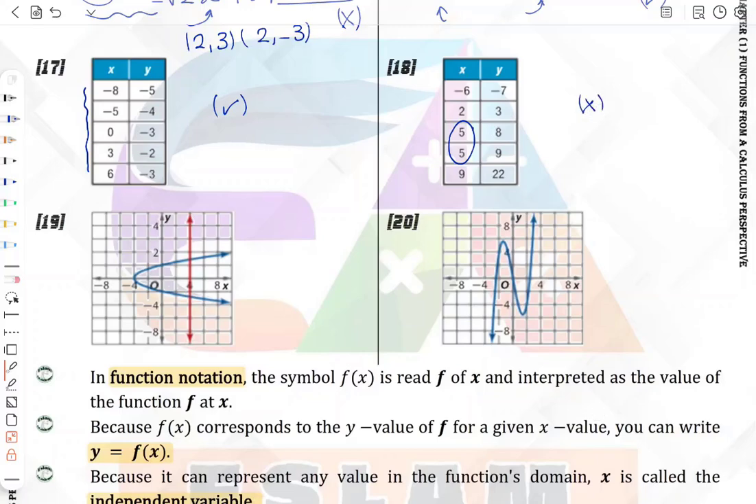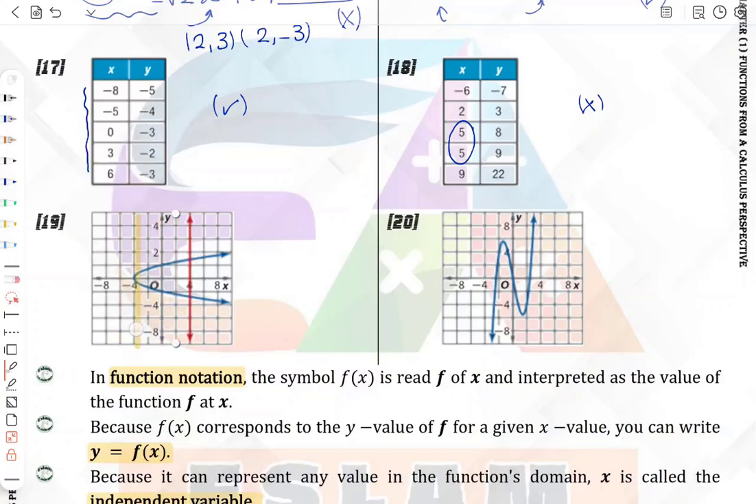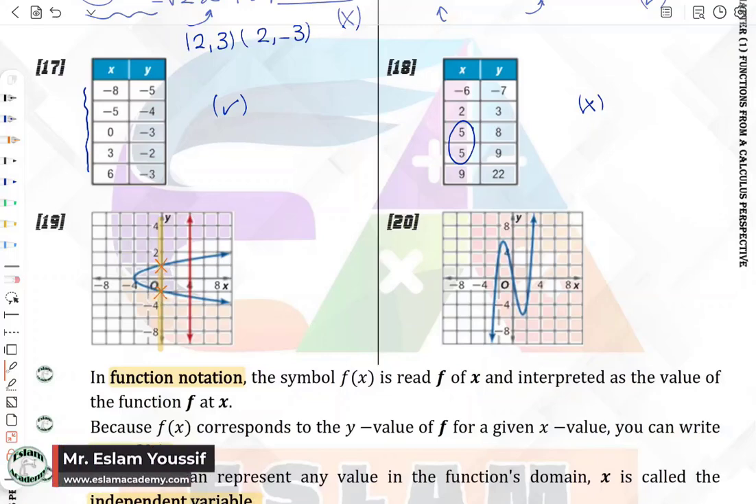In question 19, we have another way of writing relations. You can represent the relation by a graph. To identify if the relation is a function or not by using the graph, use the vertical line test. Once you draw a vertical line intersecting the graph at two points, it means this relation is not a function. For any graph, if the line intersects the graph at more than one point, this relation is not a function.